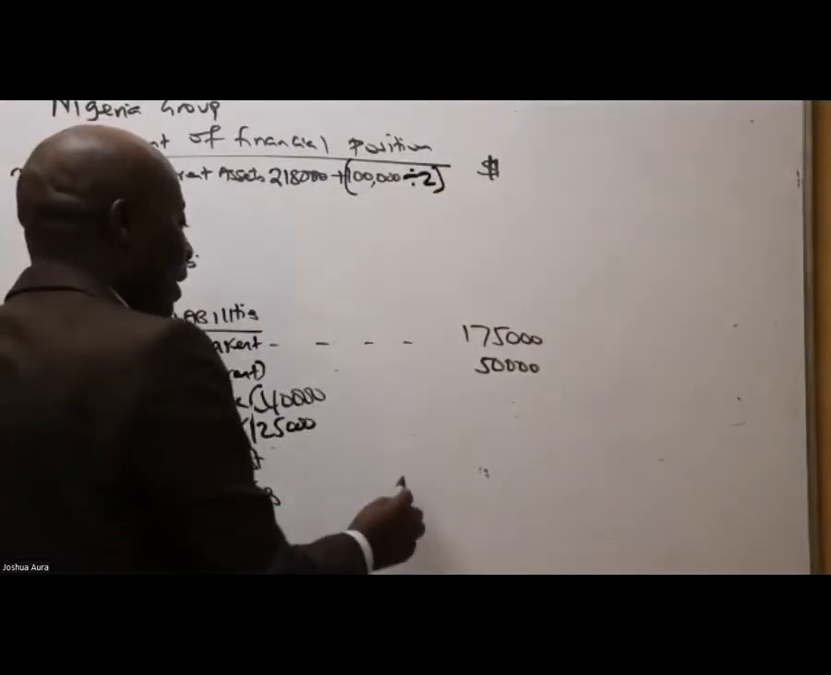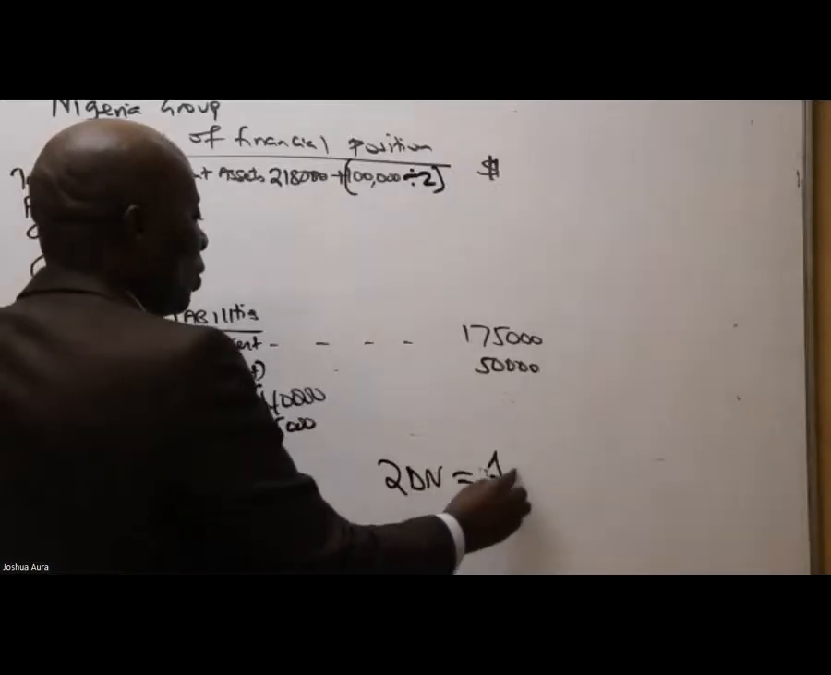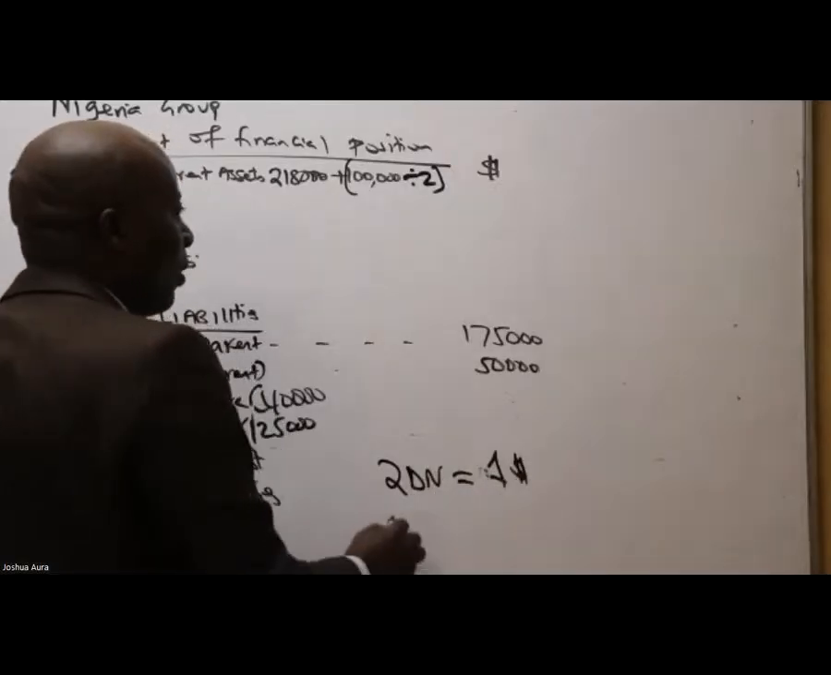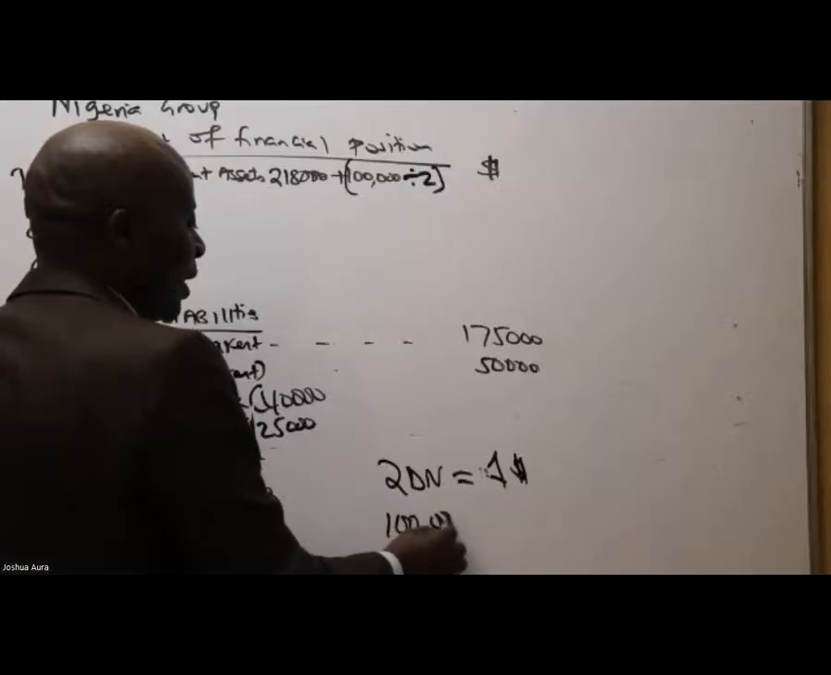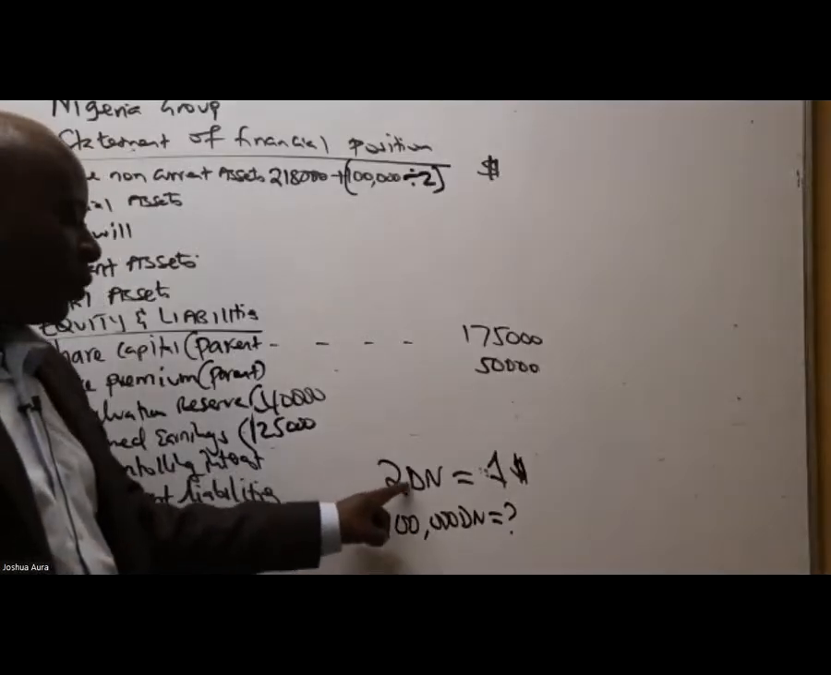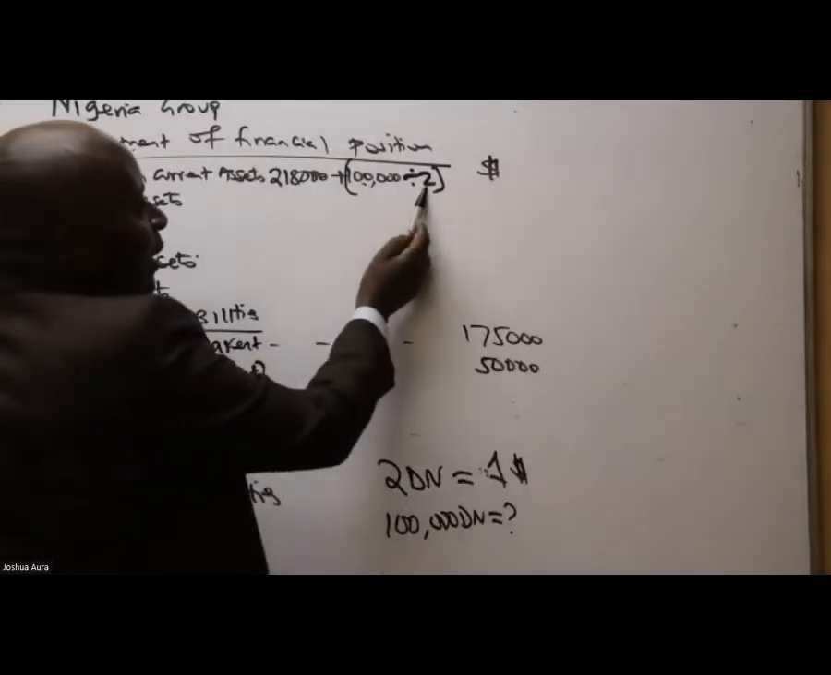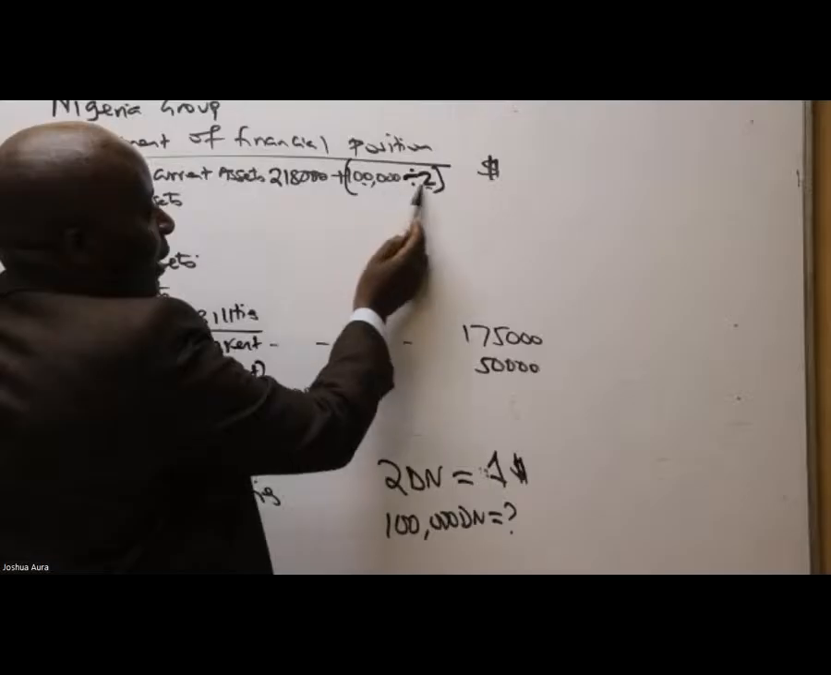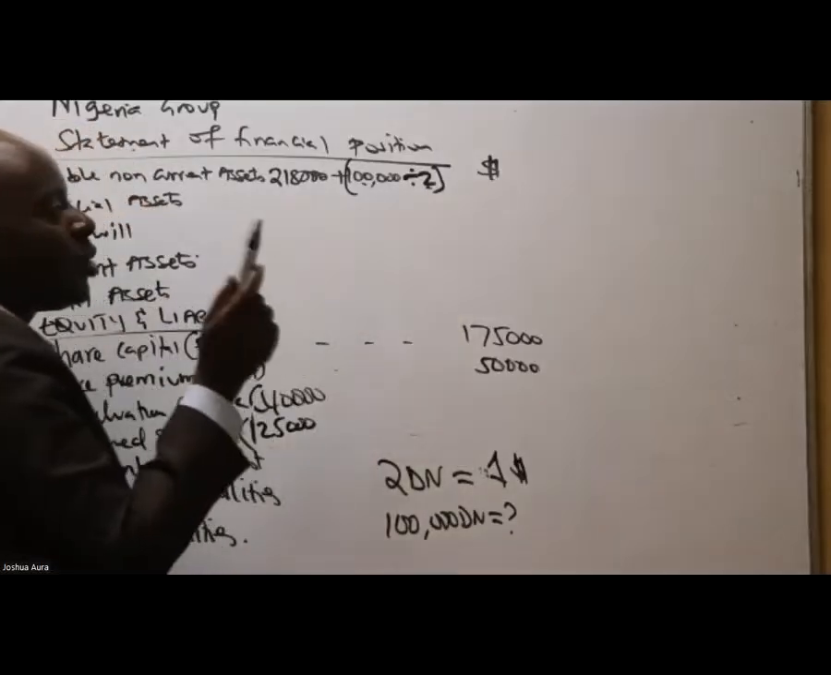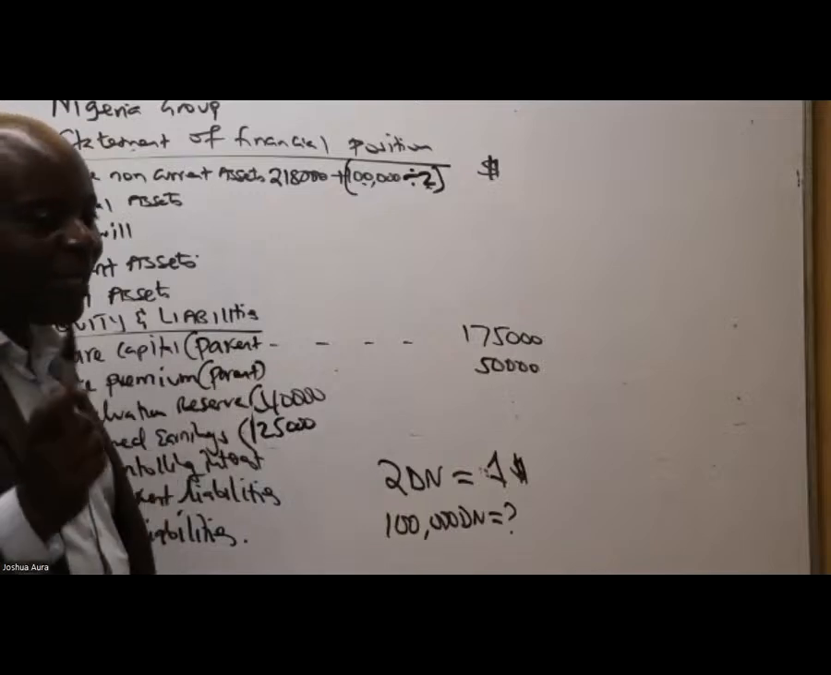Why are we dividing? It's because they have told us 2 DNs equals $1. How about 100,000 DNs? If you cross multiply, at the end of the day, you'll realize you're supposed to be dividing. After all, these are DNs and these are DNs, and there is no way you can multiply DN with DN. You'll end up getting DN squared. No way. You can never.